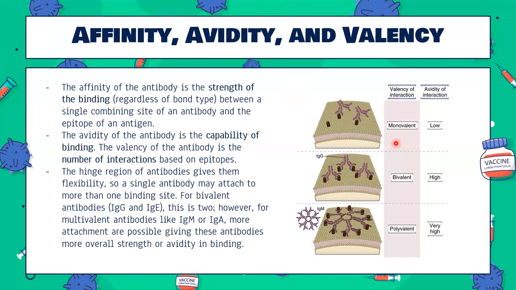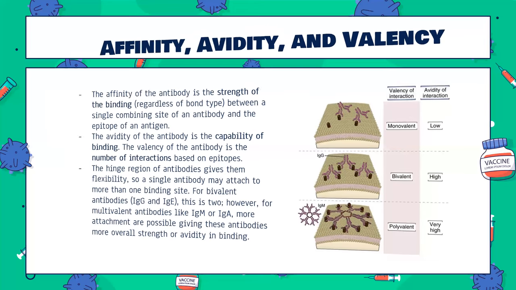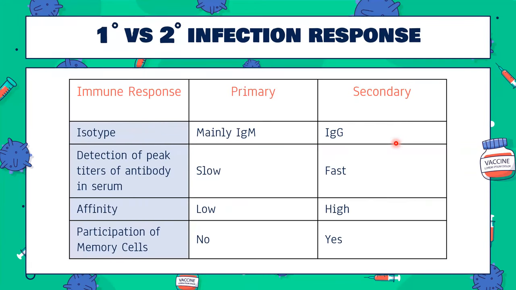Remember how in the plot I told you guys that the main problem is that our adaptive immune system is sleepy, it's falling asleep, and our innate immune system is trying its best to wake it up. So in a primary infection, we're going to have a slow detection of peak titers of antibody in the serum because we just have not produced those antibodies yet. However, in a secondary infection, we're going to be on our tippy toes. We're like, yeah, I've seen this. I know what to do. So we're going to have a fast detection of peak titers of antibody in the serum.